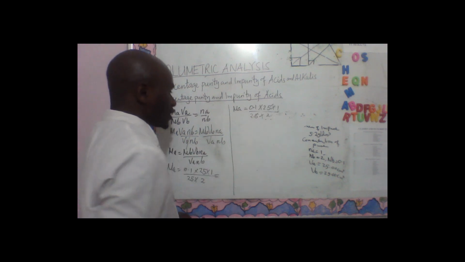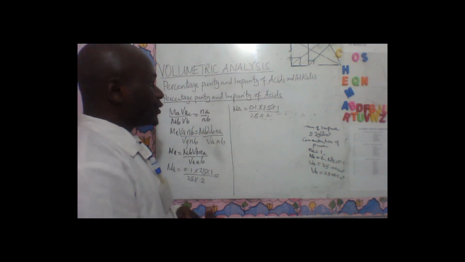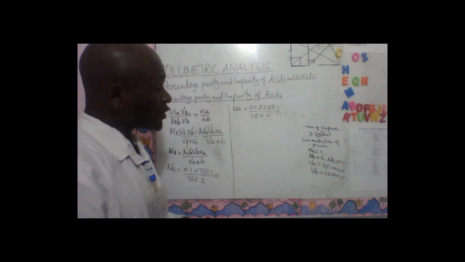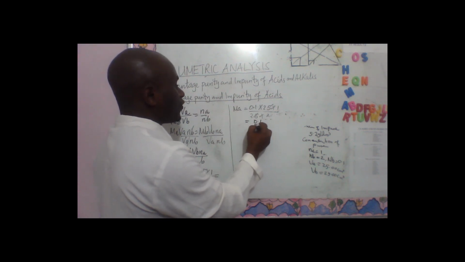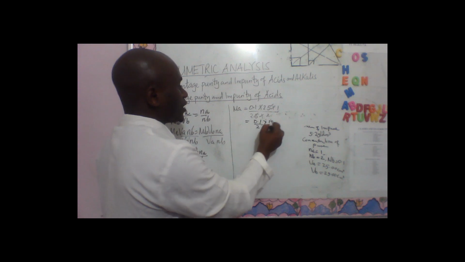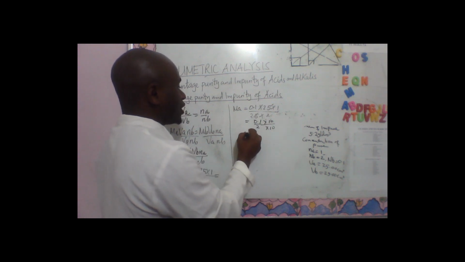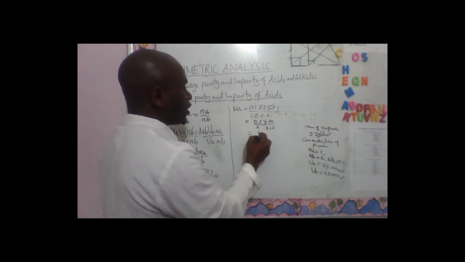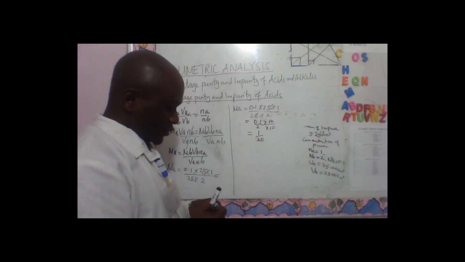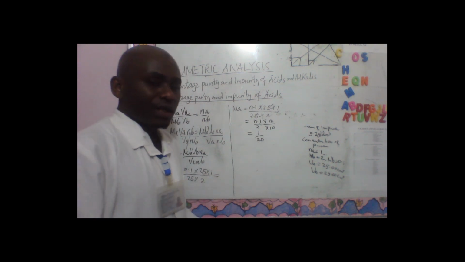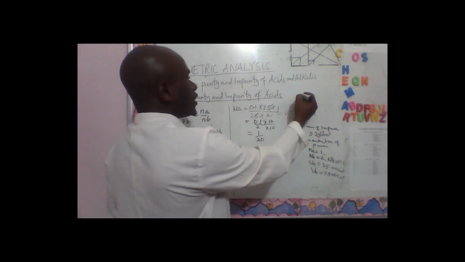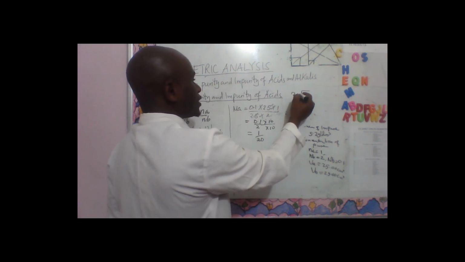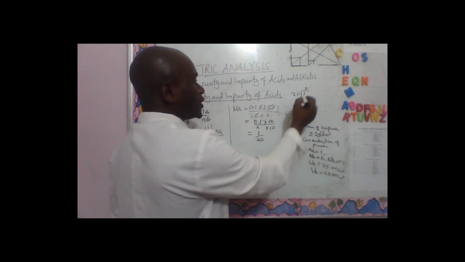The 25 and 25 can be cancelled out, so it remains with 0.1 over 2. This 0.1 over 2 we can look at as 0.1 over 2 times 10 over 10. So here we have 1 over how much? 1 over 20. How does it become 1 over 20? If you divide like this, 2 times 10 is 20.